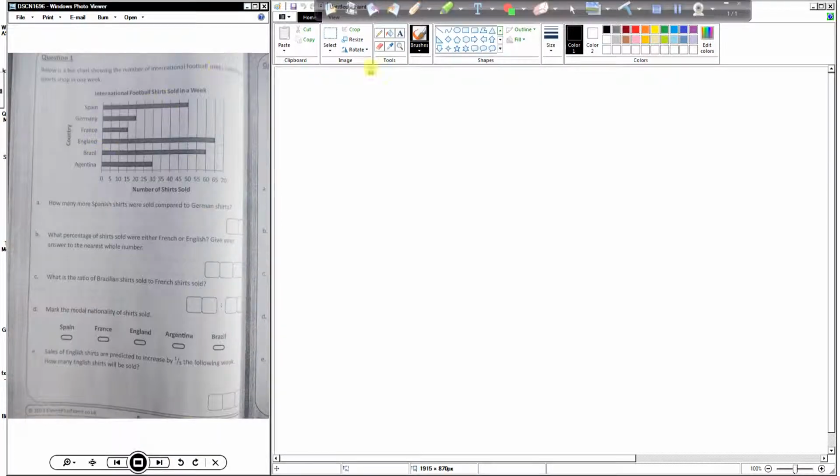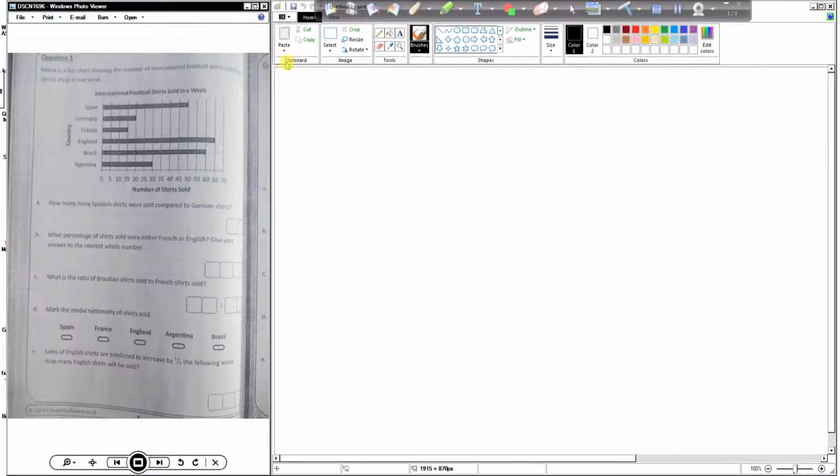Right, question number 1, folks. Which question do we need to go through first of all on this? Number B. Go on, C ratio. Okay, who got 1B first? 1B. Okay. Question 1B says, what percentage of shirts sold were either French or English? Give your answer to the nearest whole number.